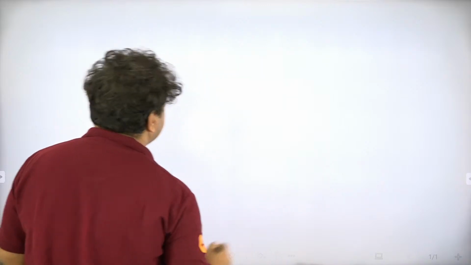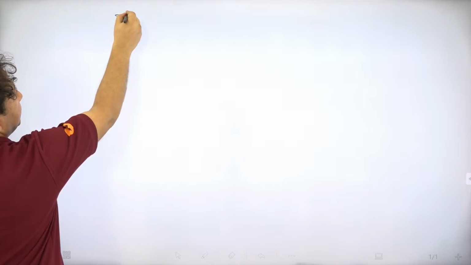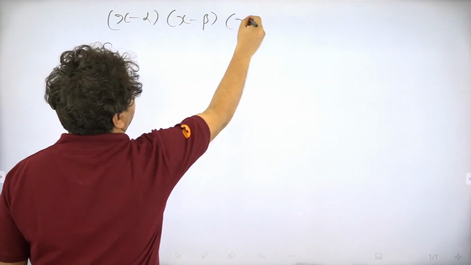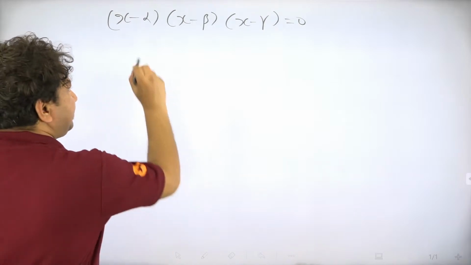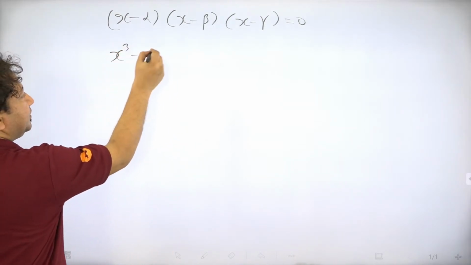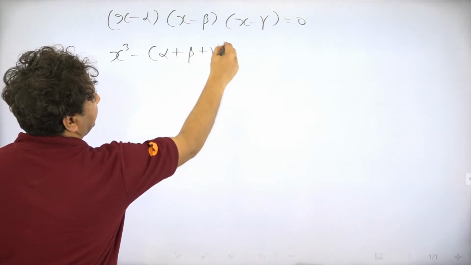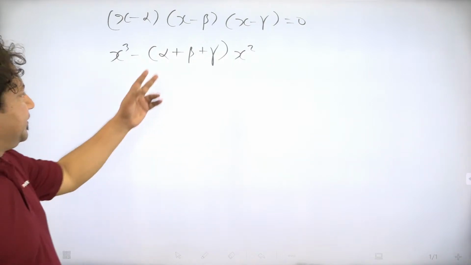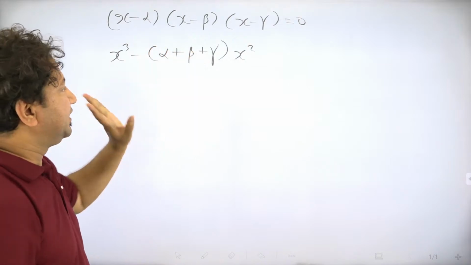So let us take a cubic, third degree, in which x minus alpha, x minus beta, and x minus gamma, let them be the factors. We multiply them, I get 0. By the way, alpha, beta, and gamma will be the roots. So now if I multiply them all, I'll get x cubed minus of alpha plus beta plus gamma x square. So as you can see here, one root is taken at a time. This is sum of product of roots taken one at a time.